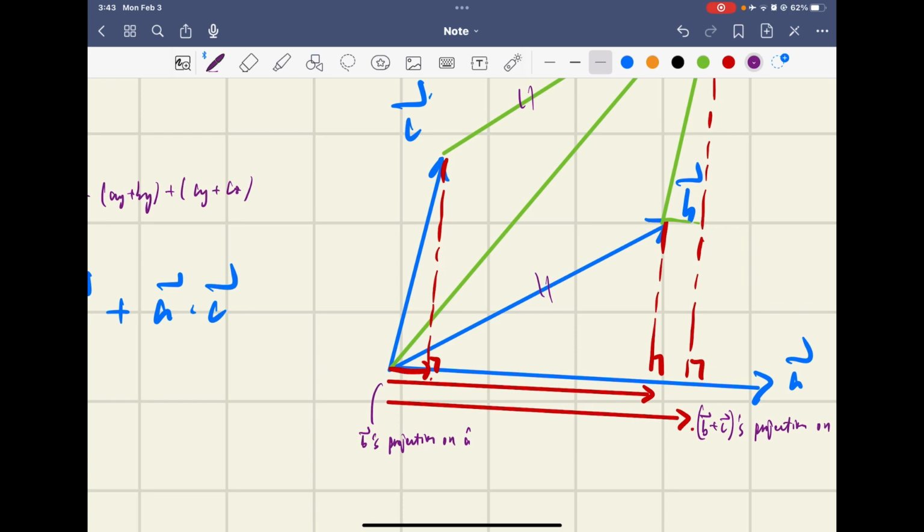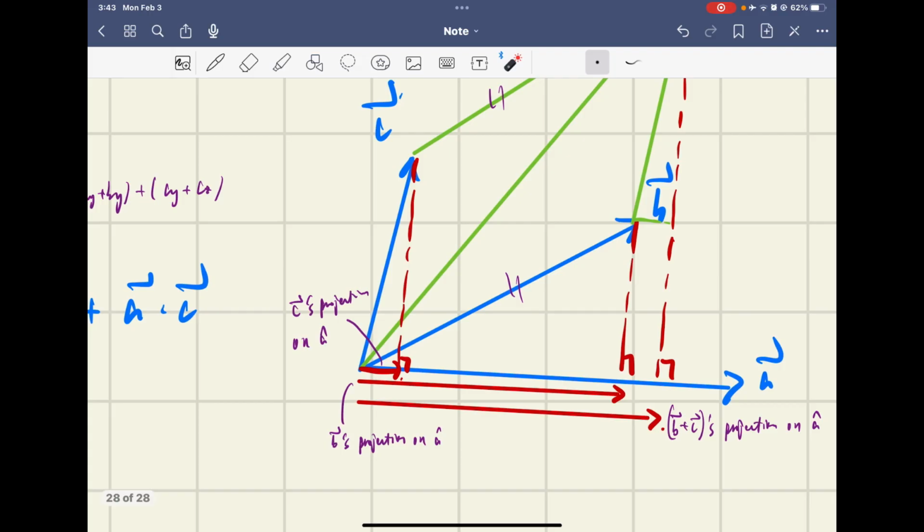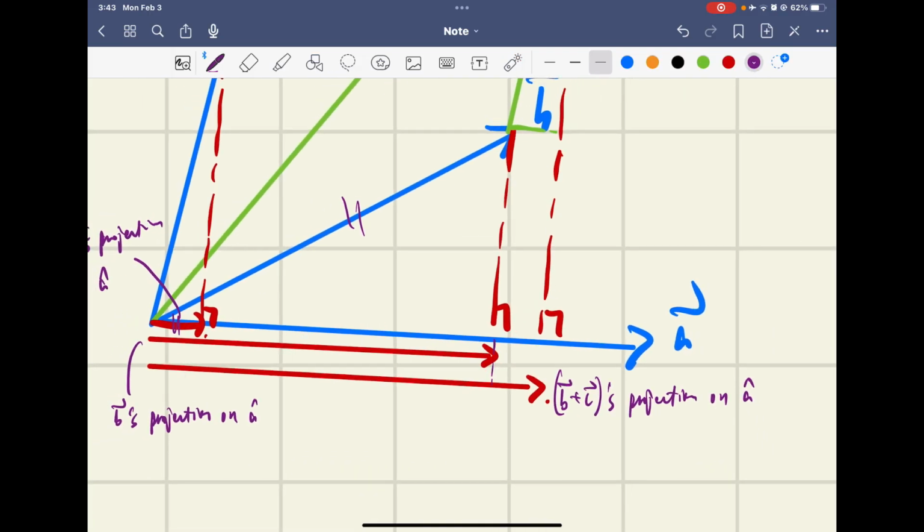The shortest vector here is C's projection on A. So what we want to prove is that this short segment plus the second longest segment is equal to the longest segment here. It's actually kind of easy. We just need to prove that this segment here is equal to the difference between these two segments, right?